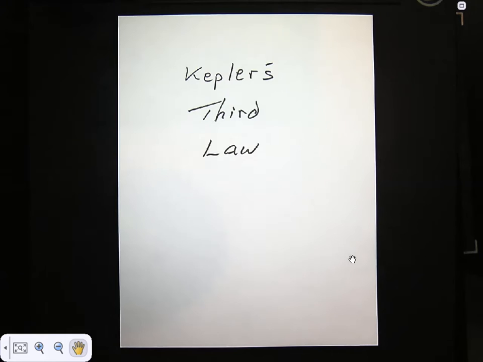Kepler's third law deals with the relationship between how large an orbit is and how long it takes for an object to get around the sun.